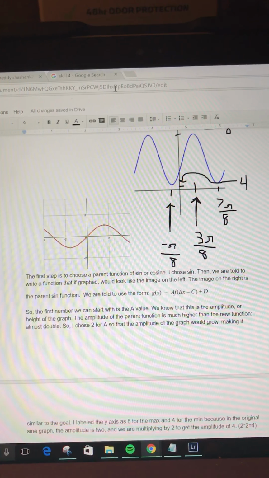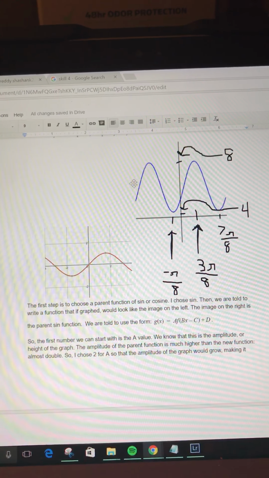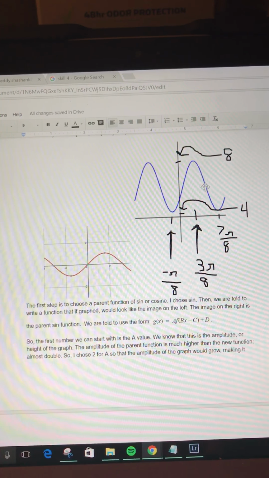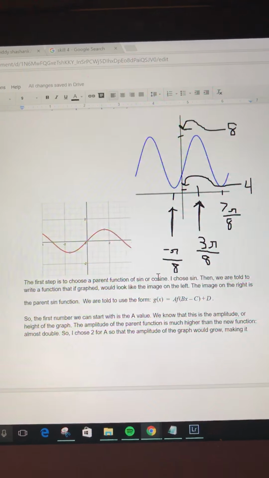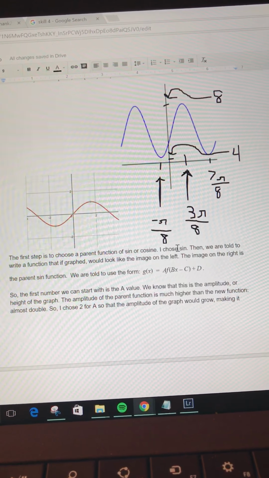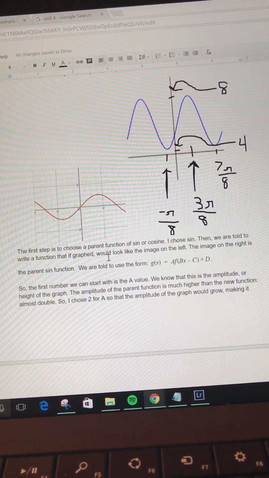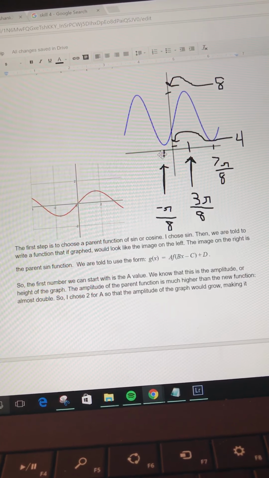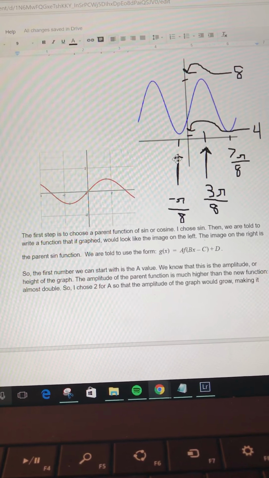Okay, so for skill 4, what we had to do was use this graph, label the axes, and find sine or cosine and make a function model using sine or cosine, and I chose sine. So we're to write a function that, if graphed, would look like this image, and then we're supposed to label these axes and make it look similar.